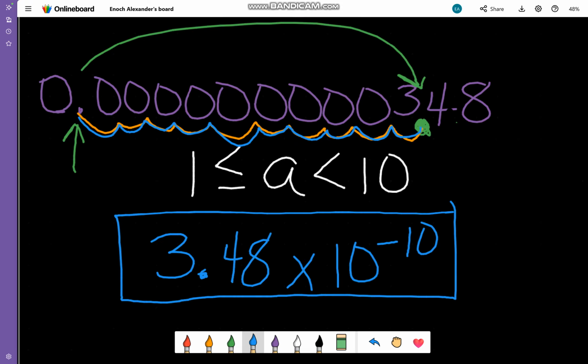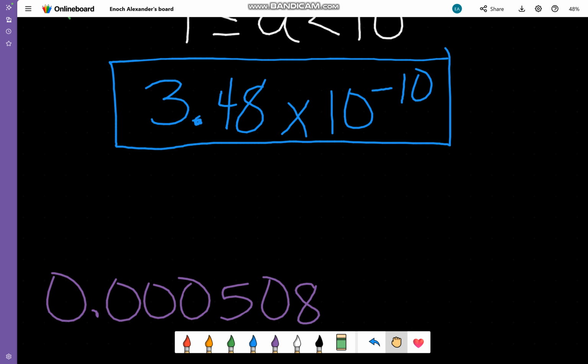We need to have this, because if we want to write it back into standard form, which is in the purple, then we need to know if it's positive 10 or negative 10. Negative 10 indicates that the decimal point would have to go to the left. We'll work on converting from scientific to standard in a later video. Let's try another one now.